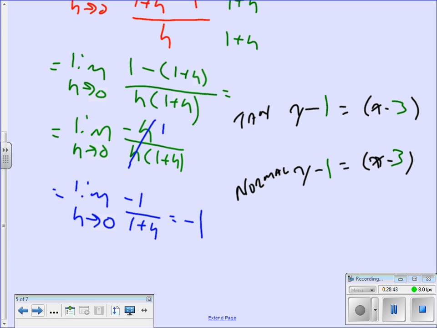What is the slope of the tangent line? Negative 1. That's what we spent all that time finding. What is the slope of the normal line? Positive 1, because they are perpendicular, which means it's the opposite inverse. Change the sign, put 1 over it. There we go.